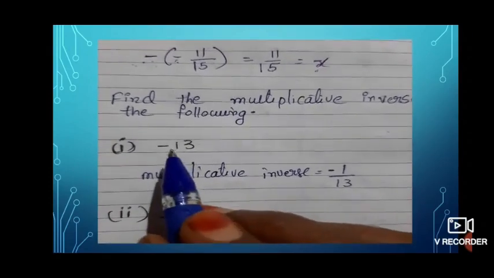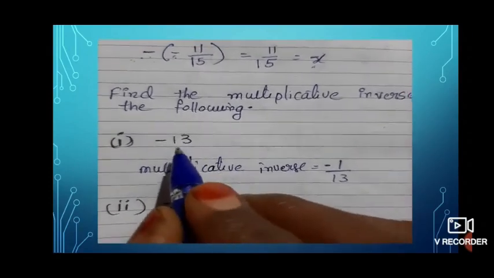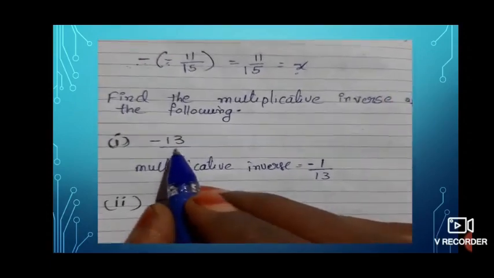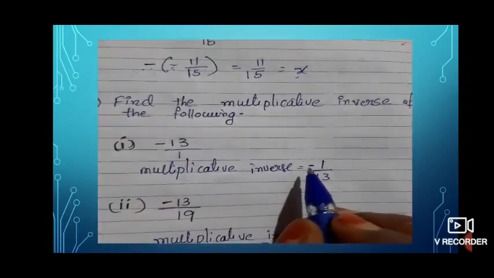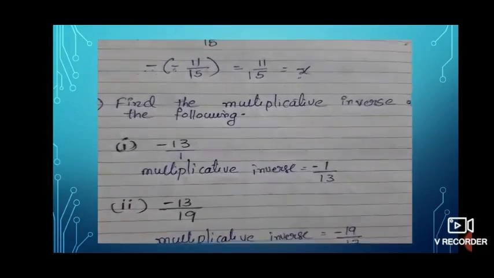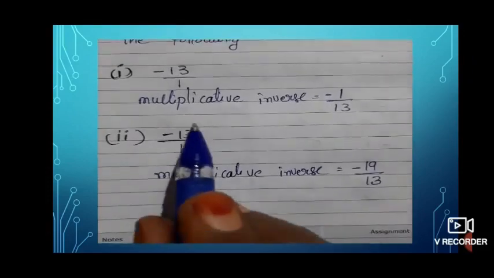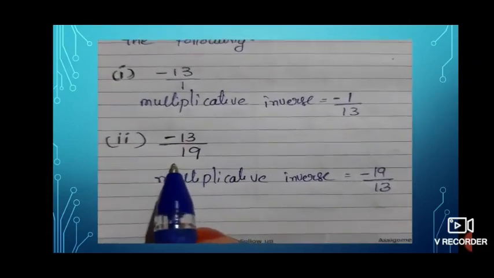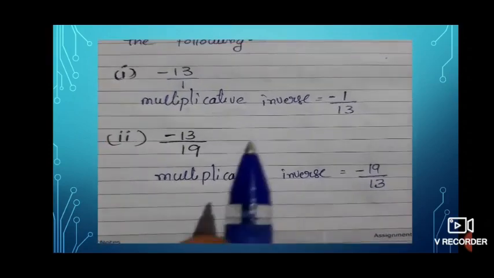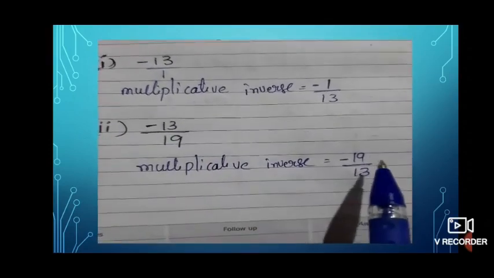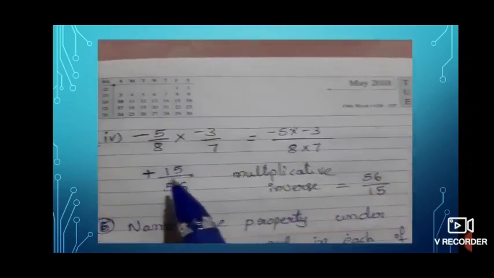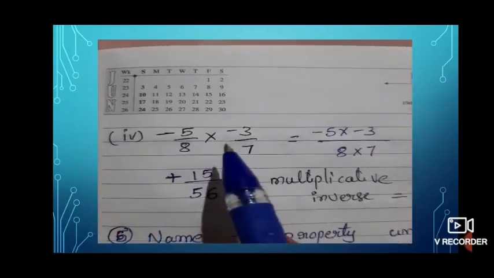Here, first question 13. So, nothing is there in the denominator, so I will take 1. So, multiplicative inverse means minus I will write like that only, and 13 by 1 will become 1 by 13. Next, minus 13 by 19. So multiplicative inverse, there will be no change in the sign, minus like that only, and 13 by 19 will become 19 by 13.